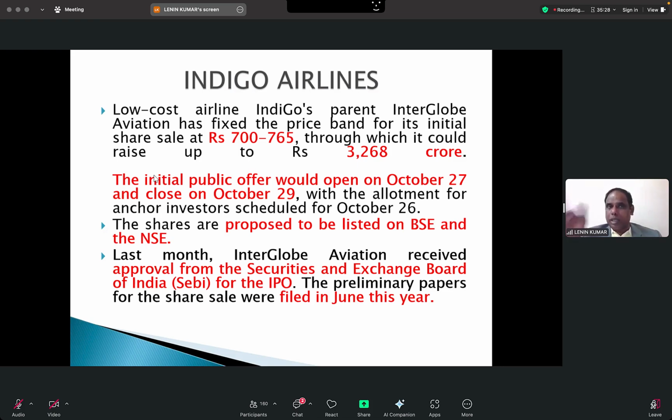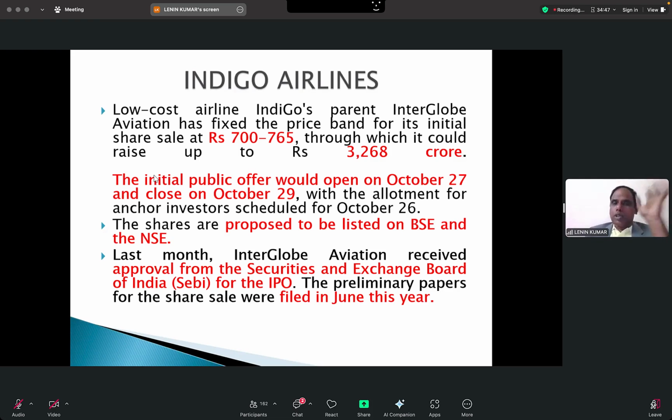This is already over a long time back, I'm just showing it as an example. They are planning to go for an IPO. The IPO opens on the 27th and will close on October 29th. So 27th full day, 28th full day, 29th full day. Only 3 days will be open. The allotment for anchor investors is settled for October 26th. On the 26th itself, all big clients' shares will be allotted. So forget about that point.